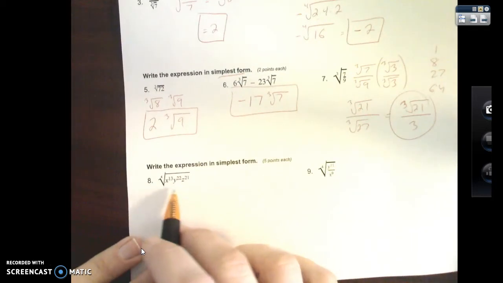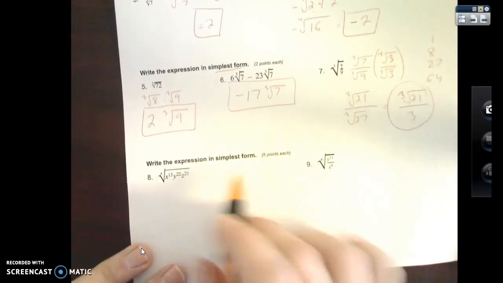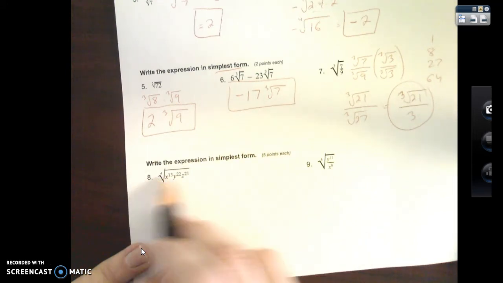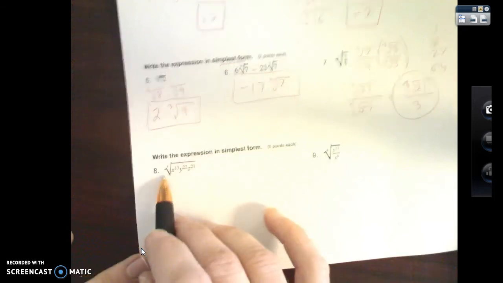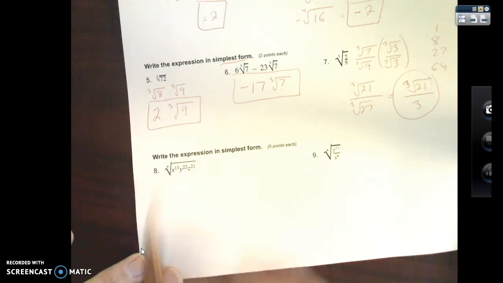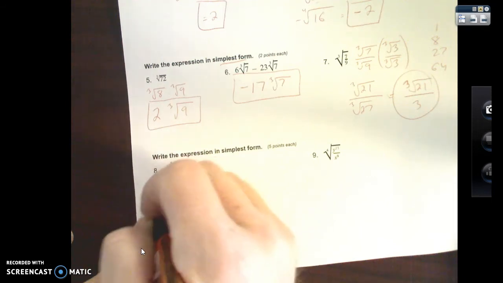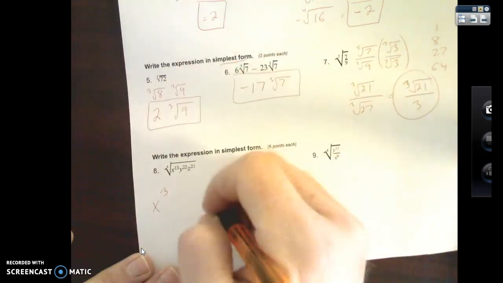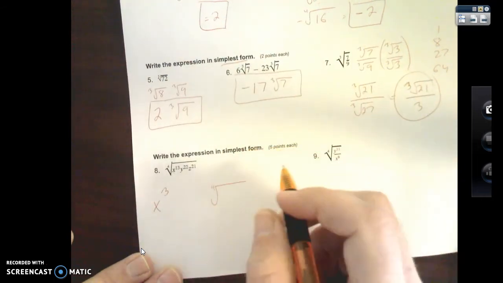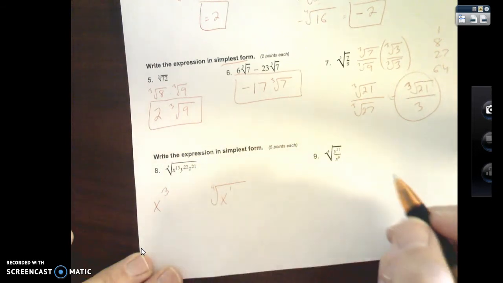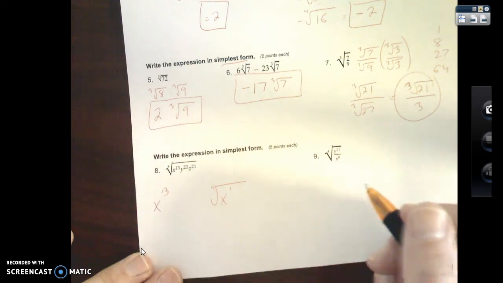Number 8, I have the fourth root of all these different variables. We went over this in class. You can rewrite all of these as 13 over 4, 22 over 4, 21 over 4. But let's work our way through. How many times can 4 go into 13? It can go in 3 times. So you can pull out x to the third. But what's your remainder? Your remainder would be x to the first. So I'm leaving that out there.